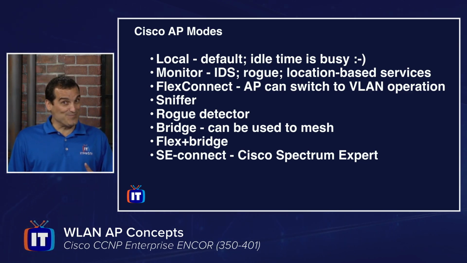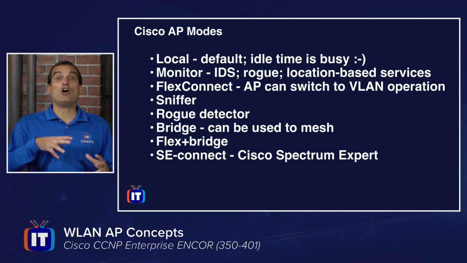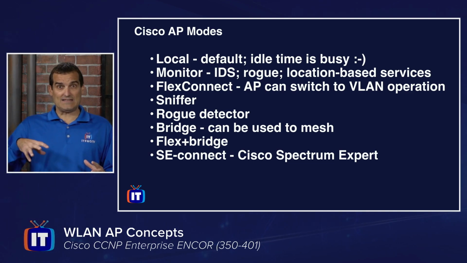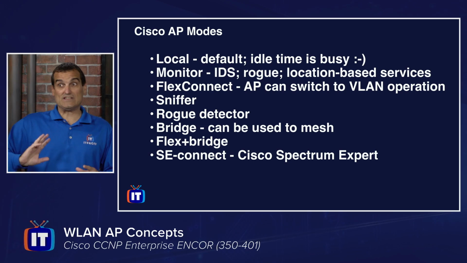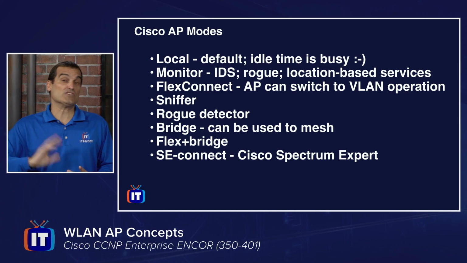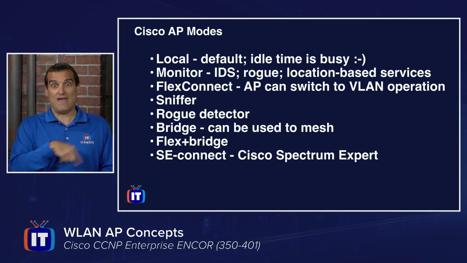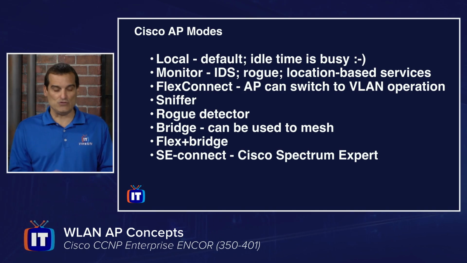There's Flex Plus Bridge. What do you think this device is doing? Well, it's honoring the Flex Connect relationship. So it's out at a branch office with a slow WAN link back to HQ where the WLC lives. And not only is it doing that, it's also in a mesh typically. So it can do the two roles.